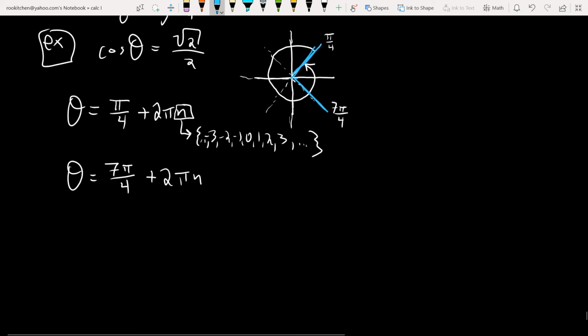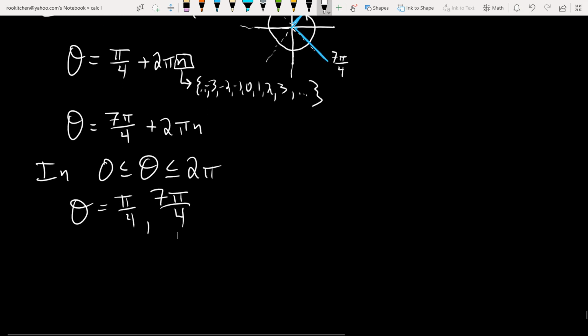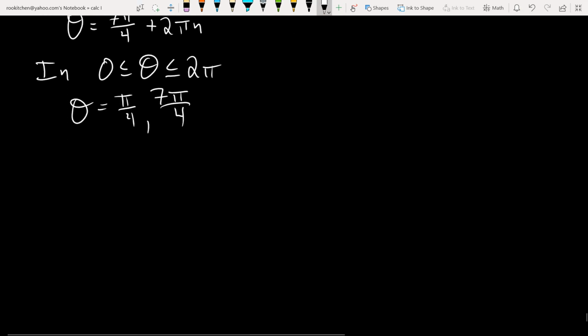Okay. If they ask, so usually they're just going to ask you for solutions in the interval from 0 to 2 pi, if they ask you for that, then you could just say theta is pi over 4 and 7 pi over 4. Okay. And you don't have to worry about the infinite business. So in particular, writing up your solutions, if it's the infinity kind of case, it can be troublesome, right? Let's look at another example.